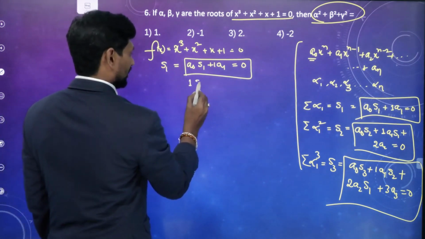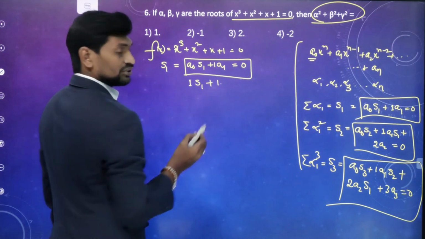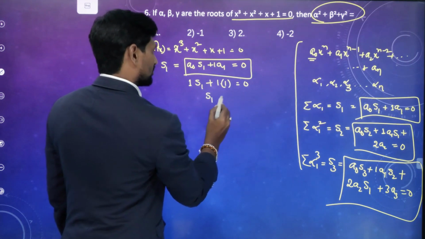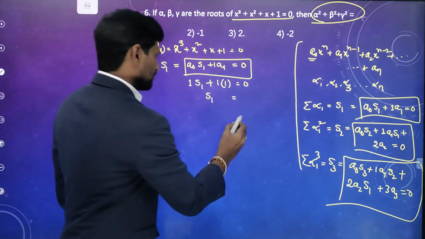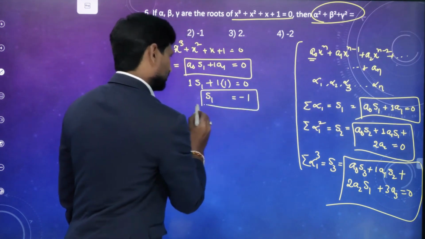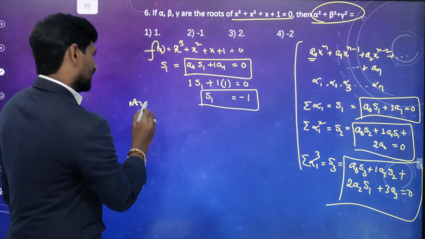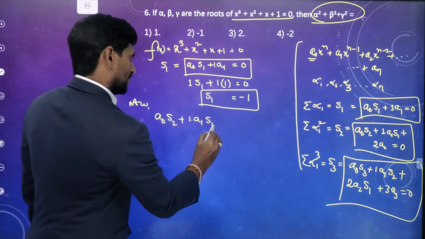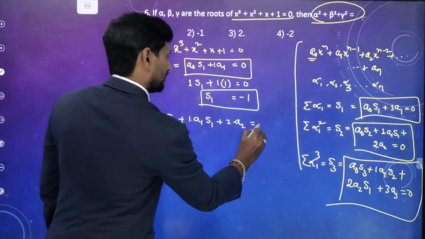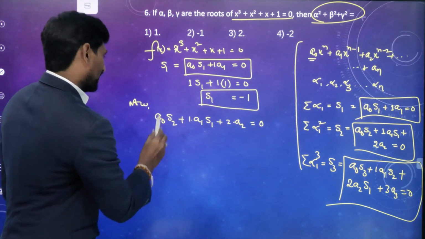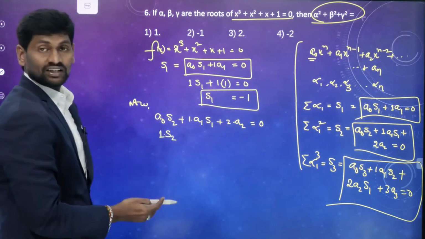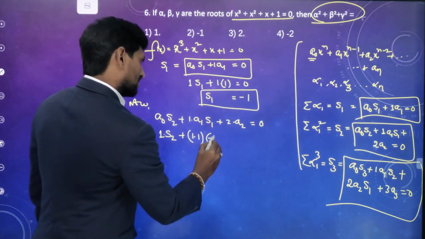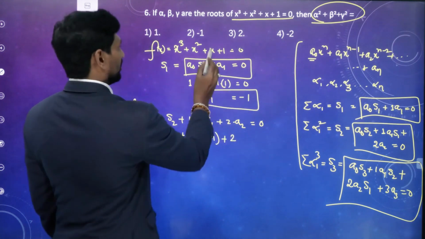That means 1 into S1 plus 1 into a1, and the a1 value is also 1, equals 0. 1 into S1 means S1. Here 1 into 1 is 1, transpose that side, minus 1. So we got the S1 value as minus 1. Now the S2 value. What is the formula for S2? a naught S2 plus 1 into a1 S1 plus 2 into a2 equals 0. Substitute here: a naught value is 1, S2 we need to find, plus 1 into a1 value which is also 1, S1 value is minus 1, plus 2 into a2 value which is also 1.